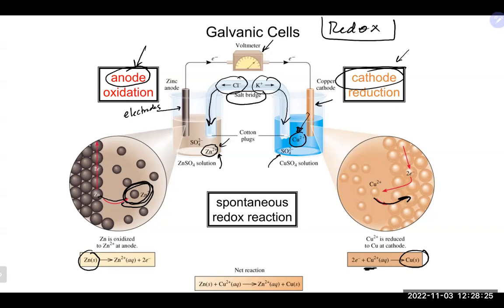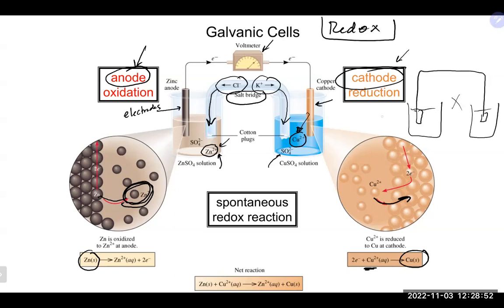So you may be asking, well, why is the negative guy going over there to the anode side, and why is the positive guy going to basically the cathode side? Let's say we ran this cell without the salt bridge.